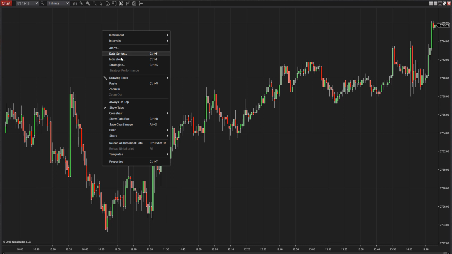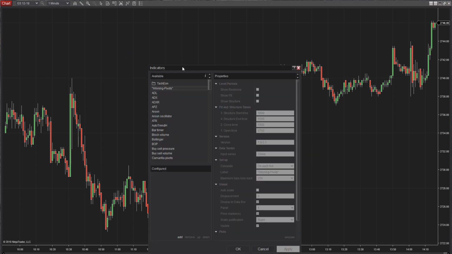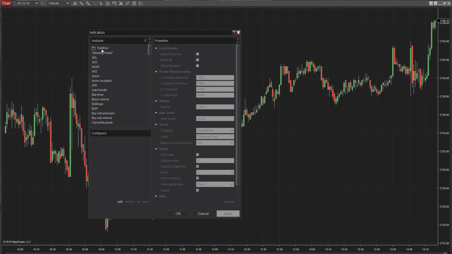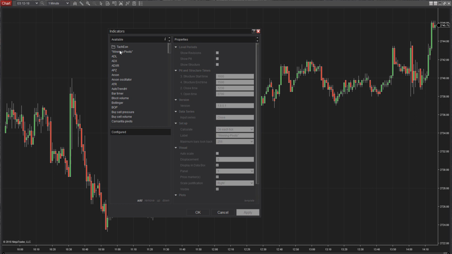NinjaTrader 8. Now we're going to come down to our Indicators tab, and we're going to load our Tachyon scorecard. So we're going to load our Tachyon. If I can click on the button here. Why is it not working? Interesting. There we go. So we're going to come down to our Tachyon Time Warp scorecard.